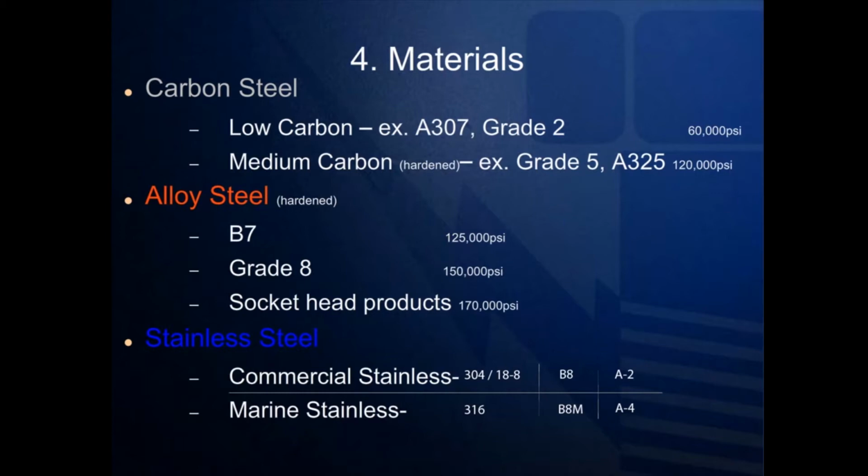So going back to the topic at hand, alloy steel fasteners are made from a high-strength steel alloy and are further heat-treated to produce very high-strength fasteners. Common examples of these would be grade B7 studs, grade 8 hex head cap screws, and socket head cap screws. The next material we will discuss is stainless steel.